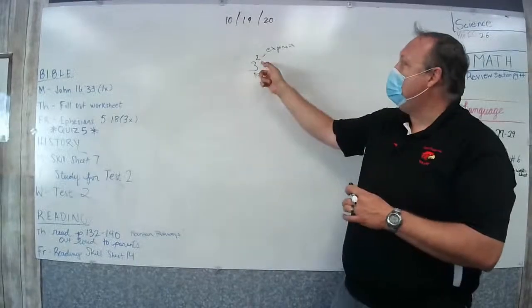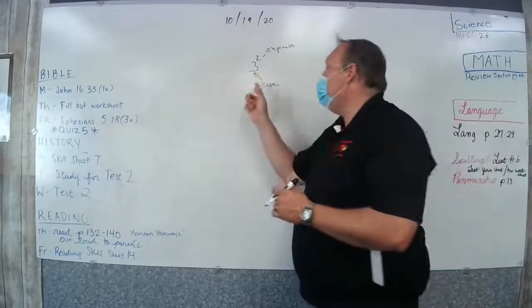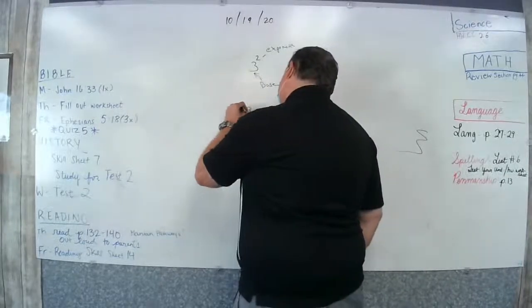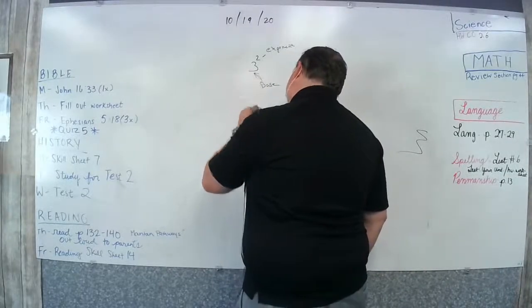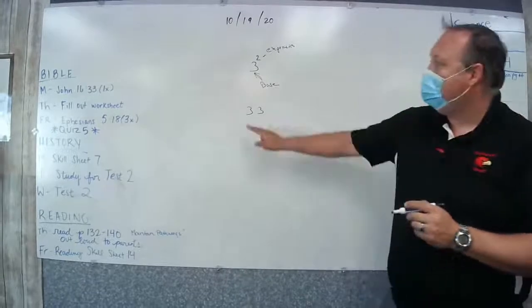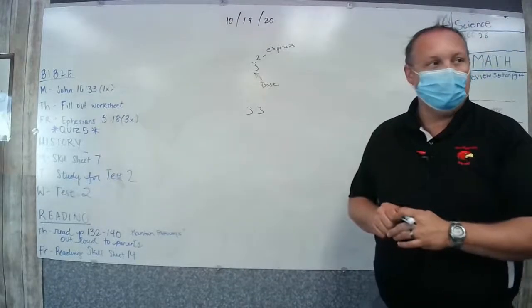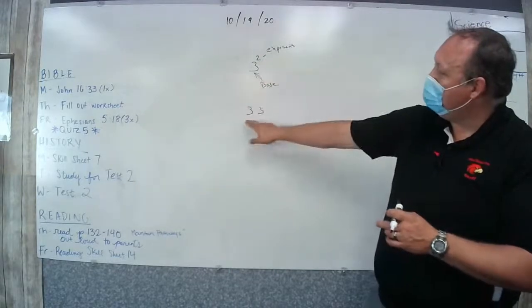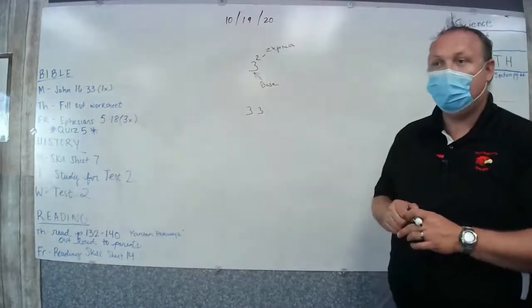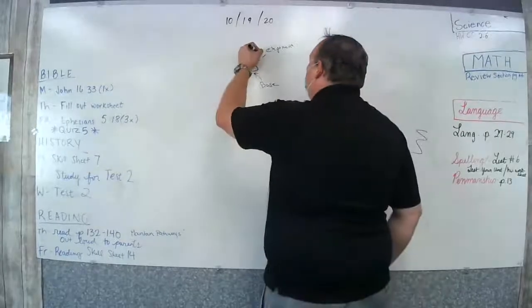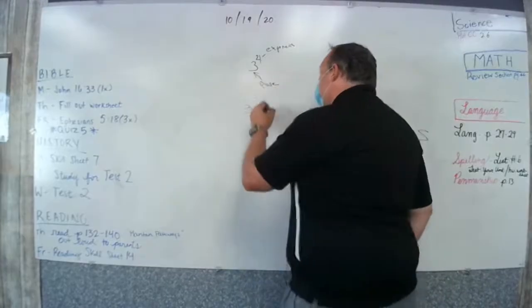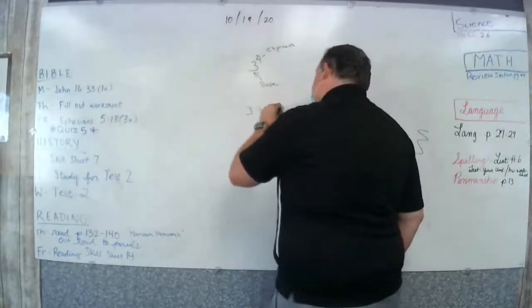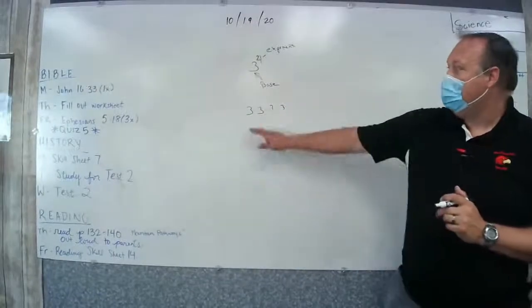What this means is that it is going to be the base times itself. Okay? 3 times 3. Okay? So we have a 2 up here. We use 3 2 times. If we had a 4, we would use 3 4 times. Okay? 1, 2, 3, 4.